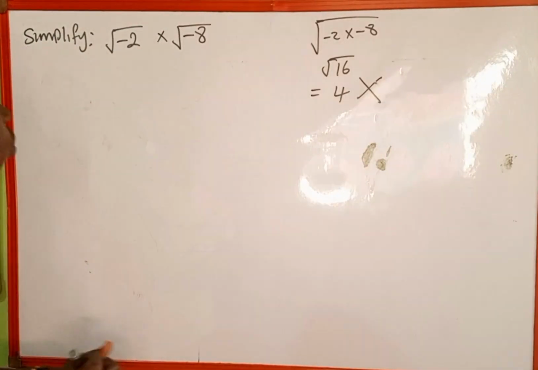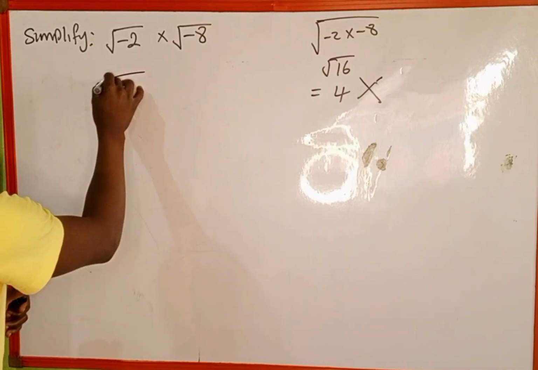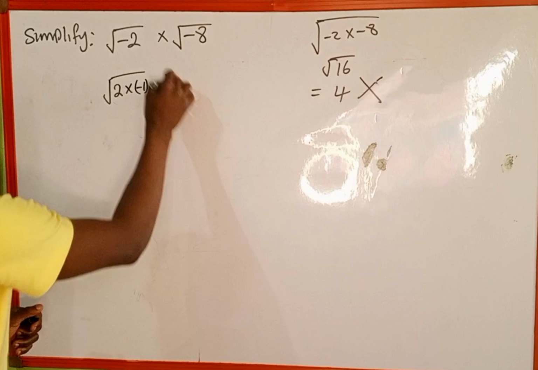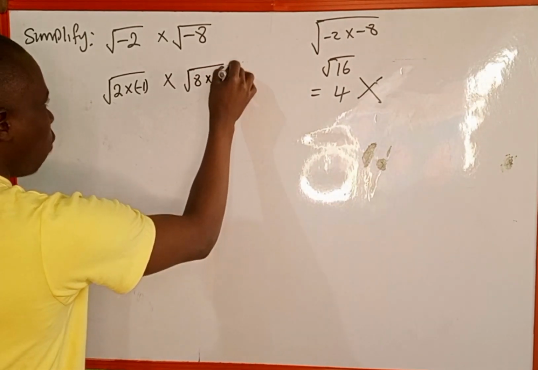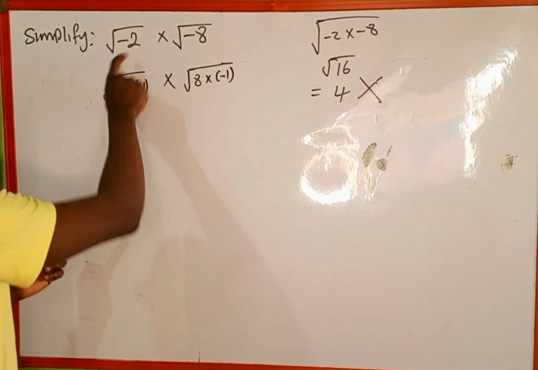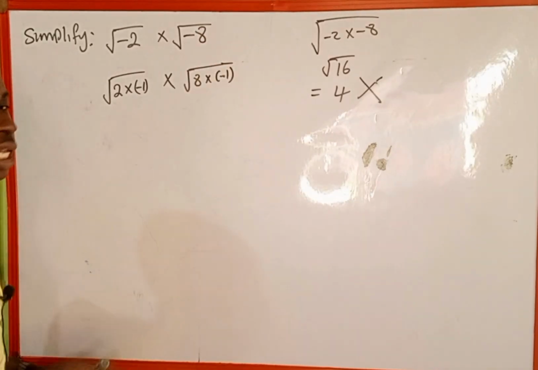What are we going to do? We are going to split this -2 as what? Root of +2 multiplied by -1, then multiply by square root of 8 multiplied by -1. So it's still the same. When you multiply 2 by -1, we are going to get -2. And when we multiply 8 by -1, we are going to get -8.